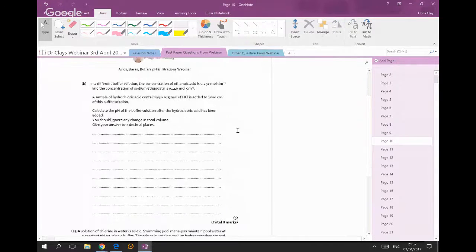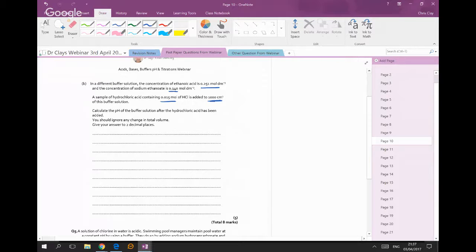Now, here we're looking at the addition of acid. In a different buffer solution, the concentration of ethanoic acid is 0.251 and the concentration of sodium methanoate is 0.14 mol dm-3. A sample of hydrochloric acid containing 0.015 mol HCl is added to a litre of this buffer solution. This gives us 1,000 centimetres cubed, because this makes our calculations infinitely easier. Calculate the pH of the buffer solution after the HCl has been added.